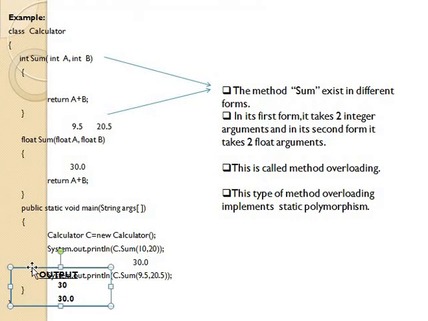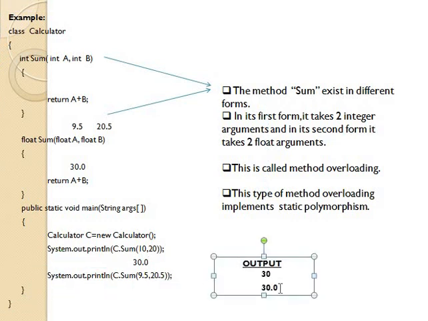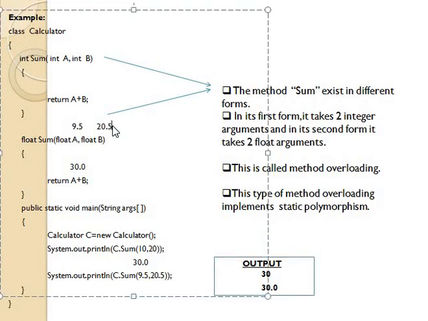So that's why in the second output statement you can see the value 30.0 getting printed, and this value gets printed from this statement using system.out.println, where the value of c.sum with arguments 9.5 and 20.5 is 30.0. Now, as I have shown you the output for this program, I am going to delete these values because these were only for you to understand. So that's the end of this program.